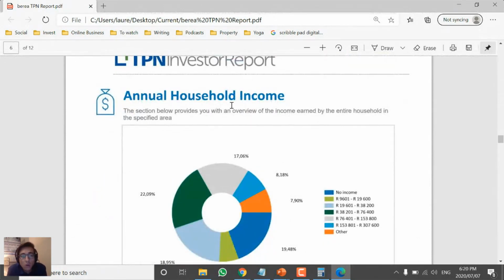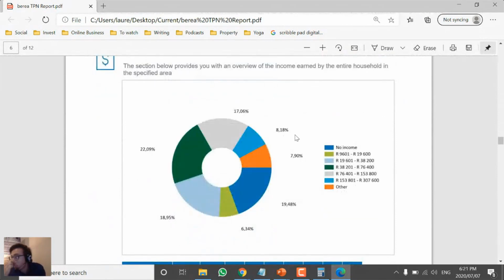The household income, your annual household income, critical. Right, if you're renting for 5,000 Rand per month and your biggest demographic in that area are earning between 9 and 19,000 Rand per annum, they're not going to be able to afford to stay in your property. So looking at this graph, you can determine what percentage of your demographics earn an annual income enough to be able to pay off your rent. Very important question to ask.